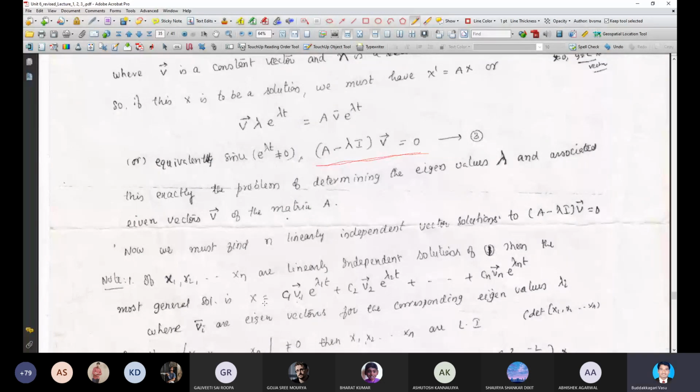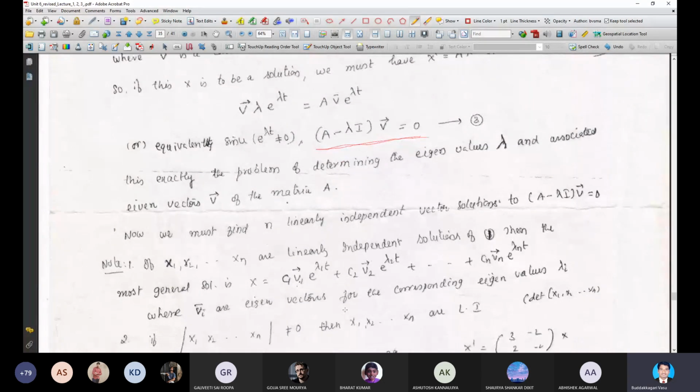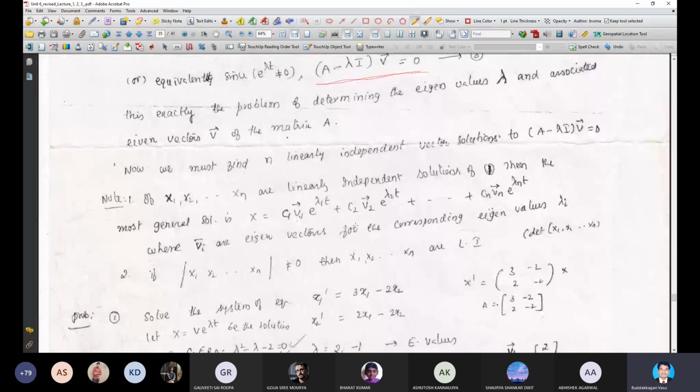The most general solution will be x is equal to c1 x1 plus c2 x2 plus so on cn xn, if x1, x2, x3 and so on are the independent solutions, then their linear combinations are the most general solution. So each solution is x1 is v1 bar into e power lambda 1t, and x2 is v2 bar into e power lambda 2t, so on plus vn bar into e power lambda nt. Like that, the most general solution can be obtained.